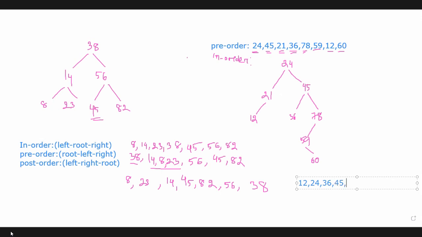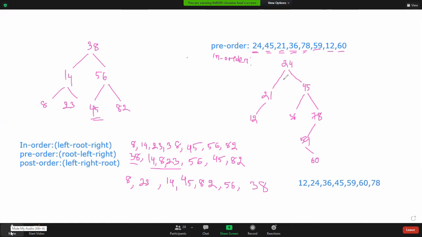and then 45, 59, clear? Yes, ma'am. Yeah, so this is the in-order sequence of the tree.